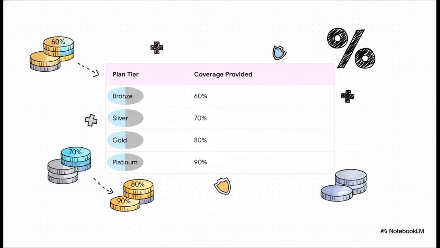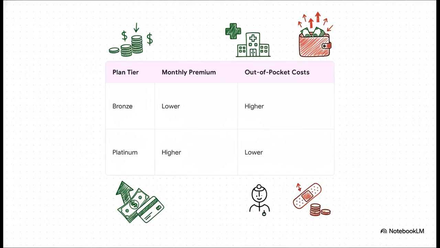A silver plan covers about 70%, gold covers 80%, and a top-of-the-line platinum plan covers 90% of the costs. So this brings us to the crucial trade-off. This is probably the most important concept to get. With a bronze plan, you're usually going to have a lower monthly bill, that's your premium, but you'll pay more out of your own pocket when you actually go to the doctor. With a platinum plan, it's the total opposite. You'll have a much higher monthly bill, but your costs will be lower when you actually need care.